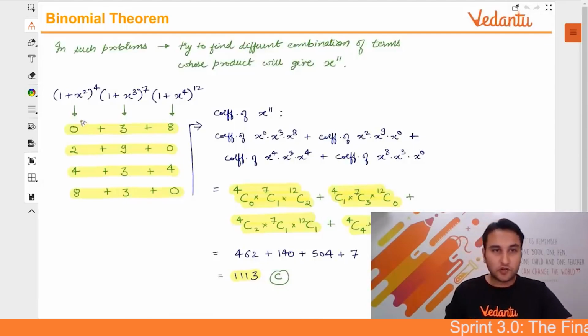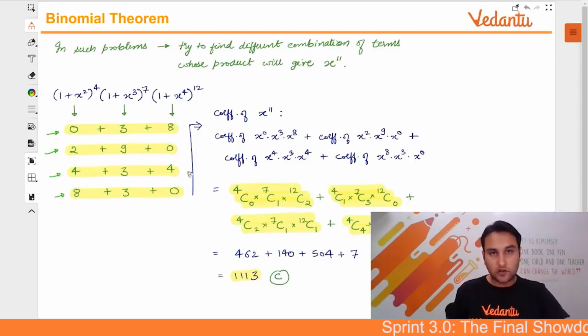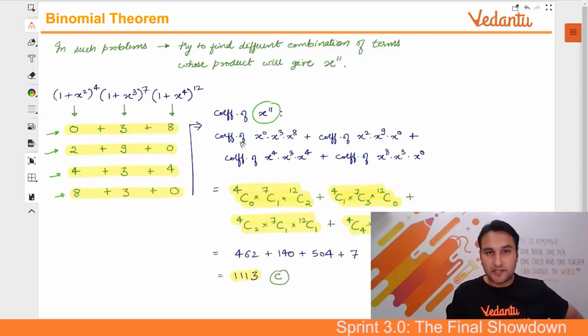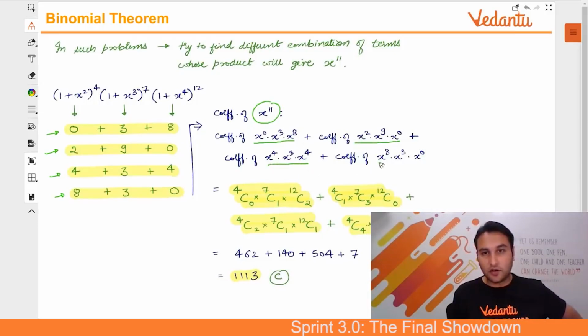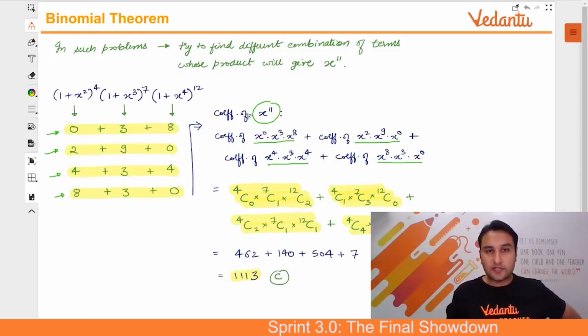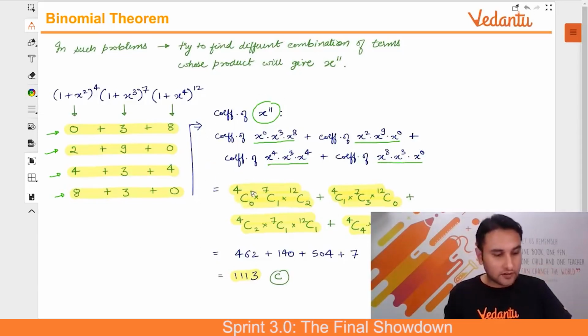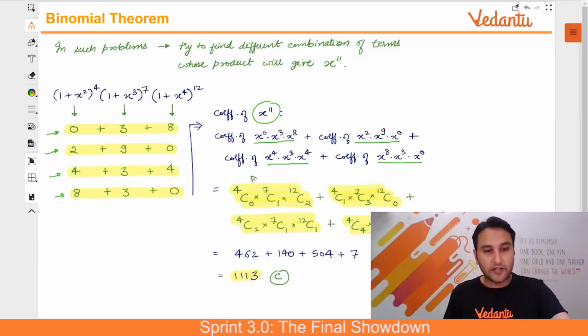So once we have come this far, I'm again repeating. Basically these are the combinations which will lead to x to the power 11. So basically the coefficient of this or this or this or this will give you x to the power 11. Now it's all about writing the coefficients. Very simple. Now let's focus on writing the coefficients.